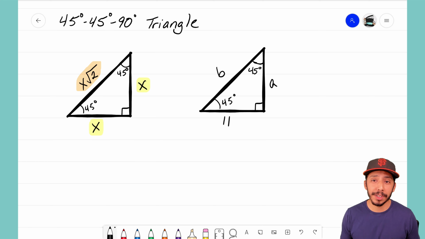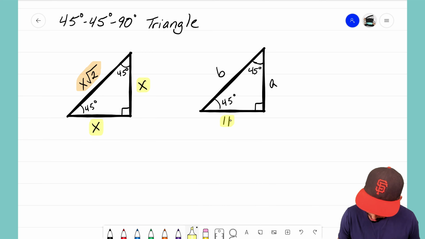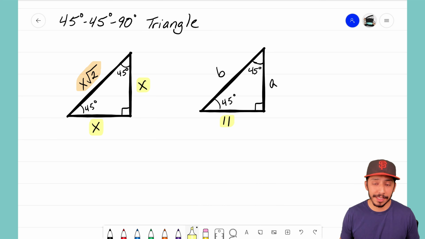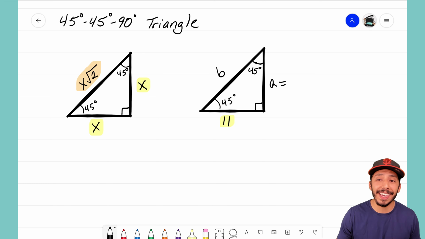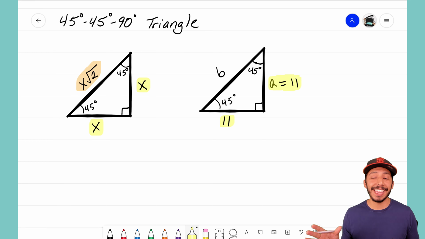Instead, we remember that for a 45-45-90 triangle, our legs are always equal to each other. So since I already know that the bottom leg here has a length of 11 units, then I automatically know that the other missing leg, A, equals 11 units as well. And just like that, we've solved for A. No work required, just using that shortcut for our 45-45-90 triangle.